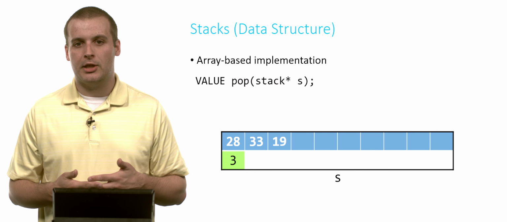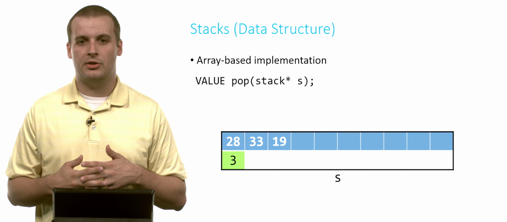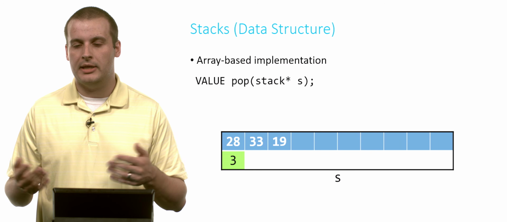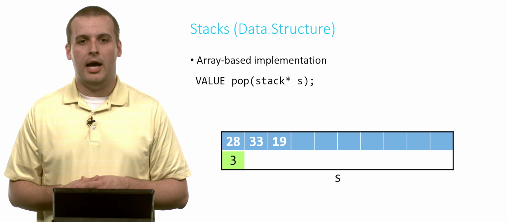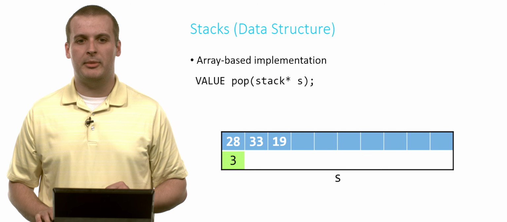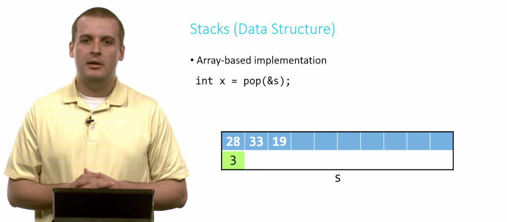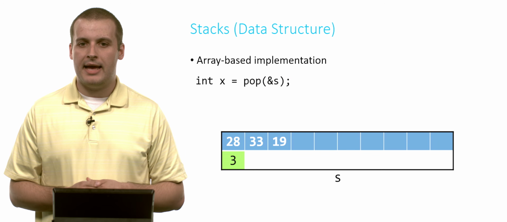So this is what a declaration for pop might look like there at the top left. This function returns data of type value. Again, we've been using integers throughout. And it accepts a pointer to a stack as its sole parameter. So what is pop going to do? Let's say we want to now pop an element off of S.